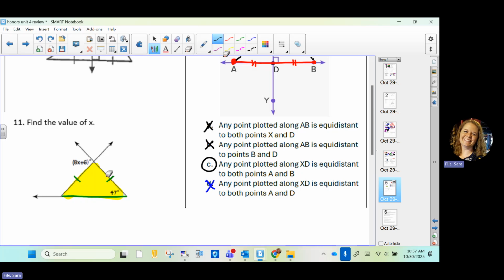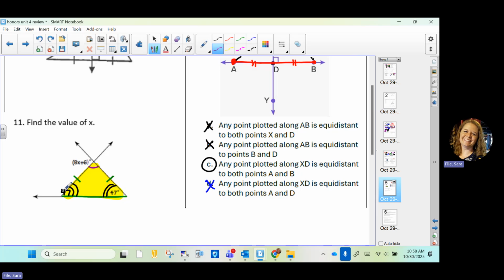So you have two legs and a base. Now the base connects the base angles, and the base angles are congruent to each other. So these two angles are congruent. So far, so good? So that means that this must also be 47, right? So then the angle where the legs meet, this is called the vertex angle. The vertex angle is the one that's not congruent to the base angles.